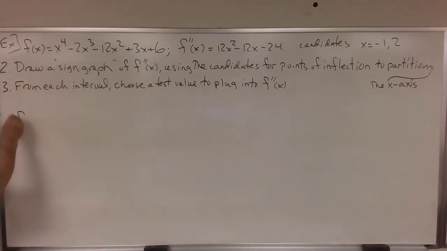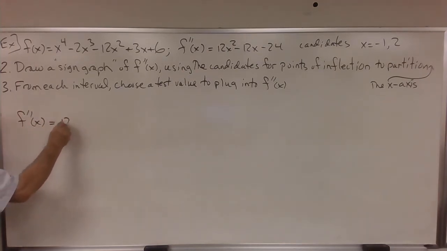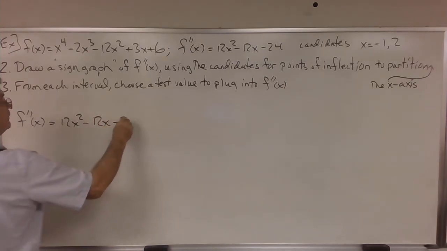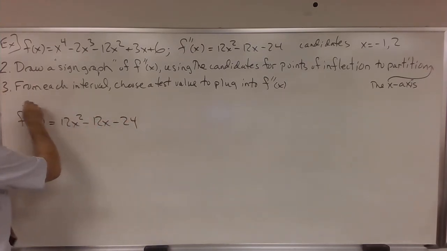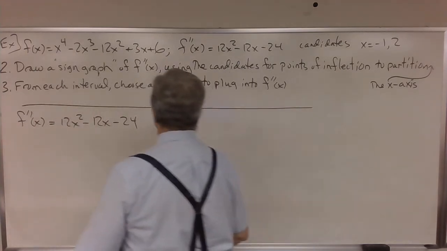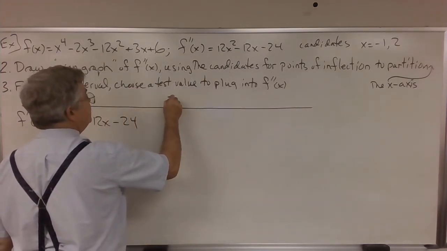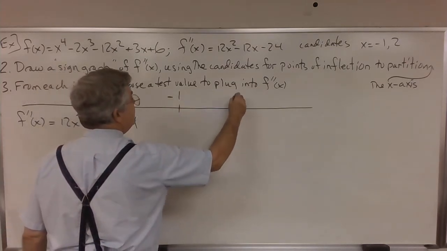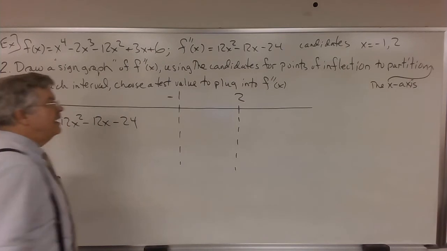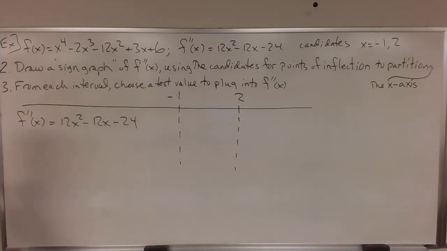Okay, well, here's our second derivative. f double prime of x equals 12x squared minus 12x minus 24. And our possible points of inflection are -1 and 2. And from each of these intervals, we'll pick a test value to plug into the second derivative.